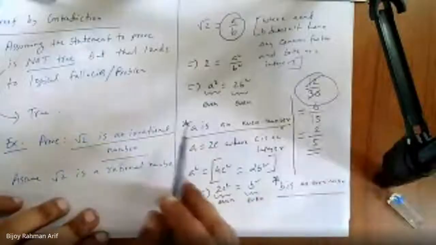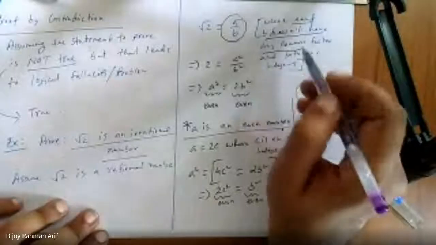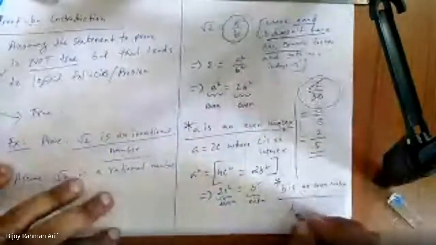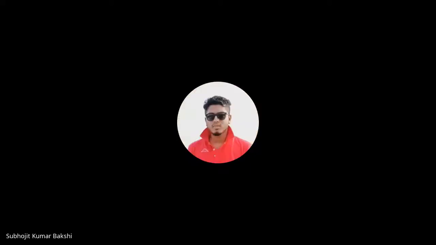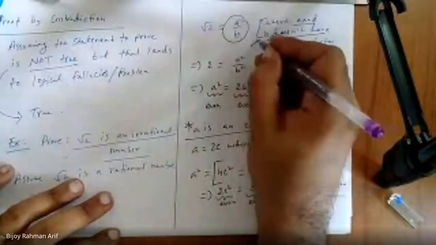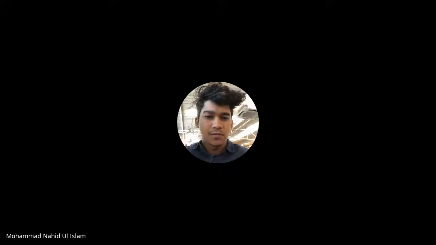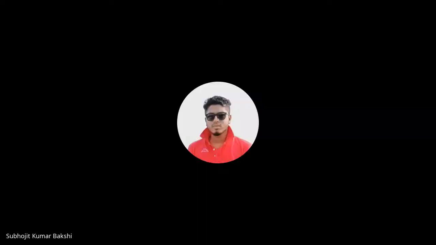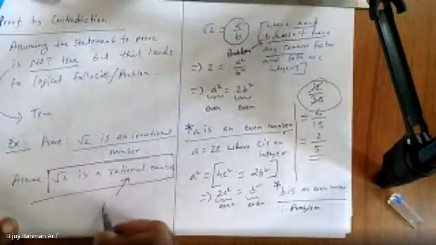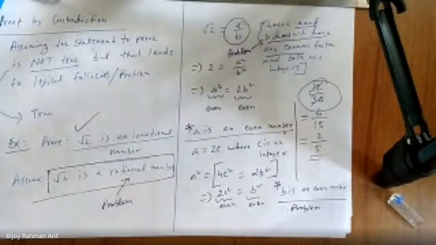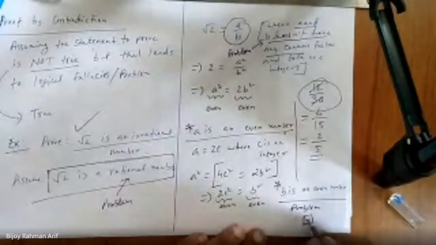2. Now we have already considered A and B do not have any common factor. So it is a problem, right? So here we have a problem. Why does this problem arise? Because we considered this one to be a rational number. So this is the problem. So we have proved root 2 is an irrational number. Did you get the proof?